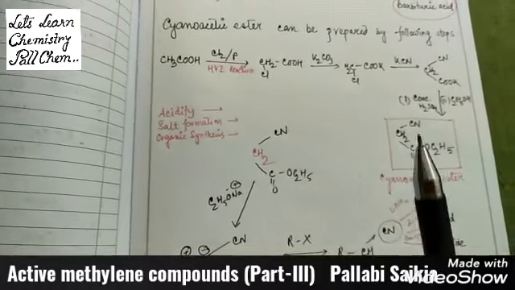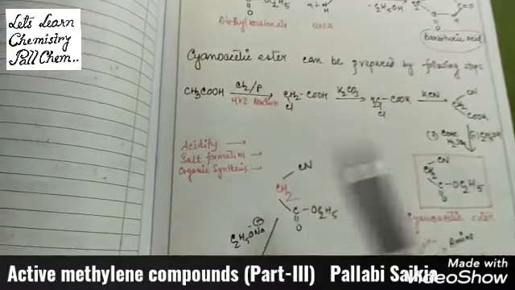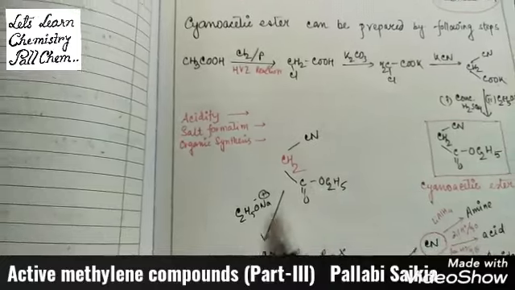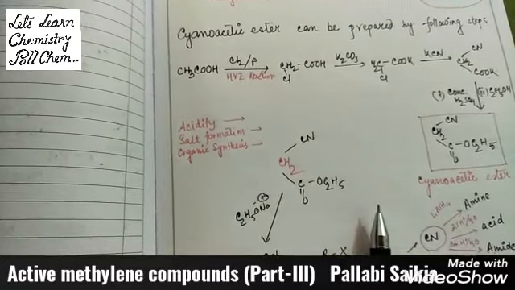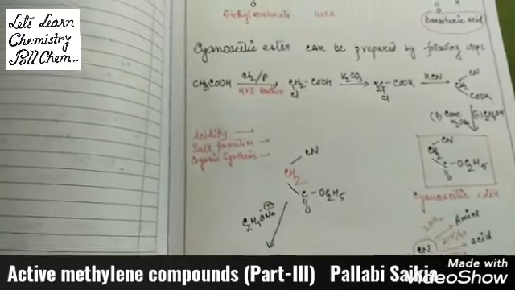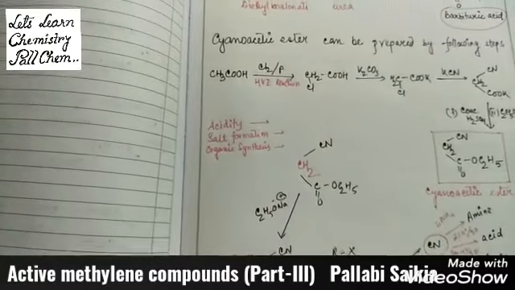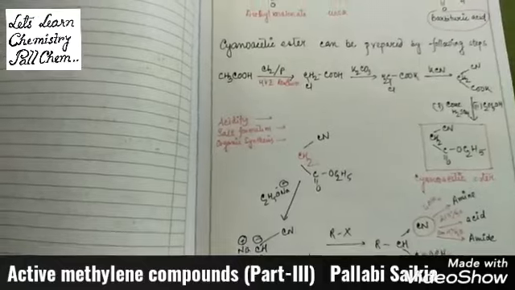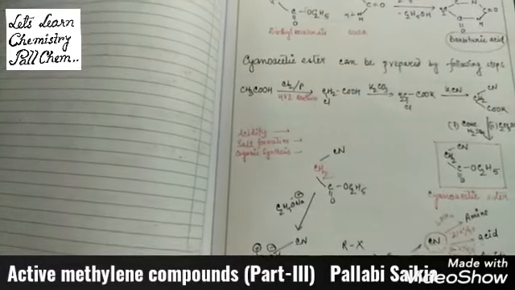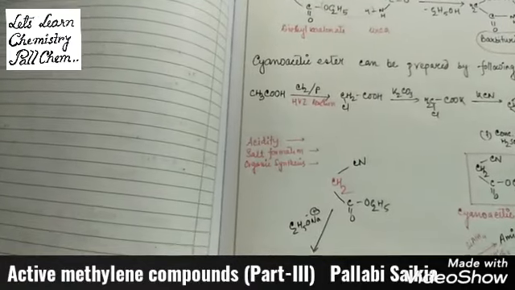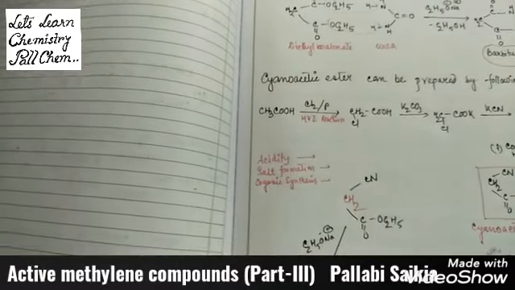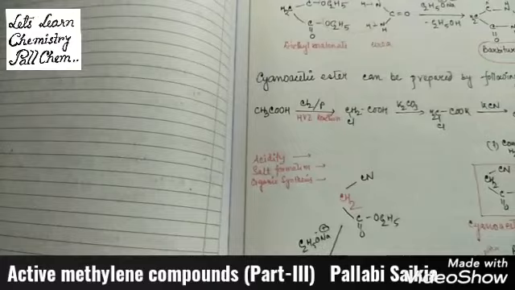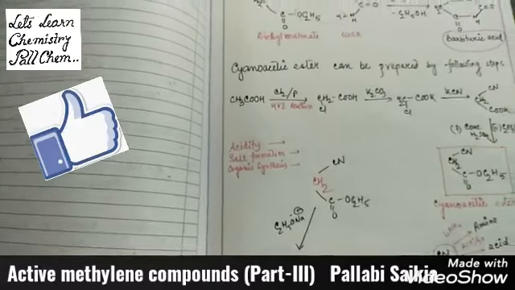So these are all about the active methylene compounds: ethyl acetoacetate, diethyl malonate, and cyanoacetic ester. Hope you are getting a brief idea about these active methylene compounds, and this video is the concluding video on active methylene compounds. If you have any doubts or queries, you can ask in the comment section below. Thank you.